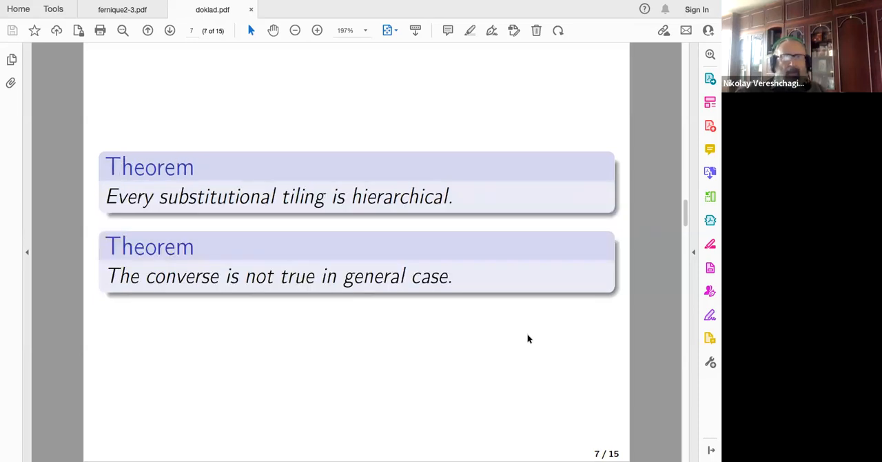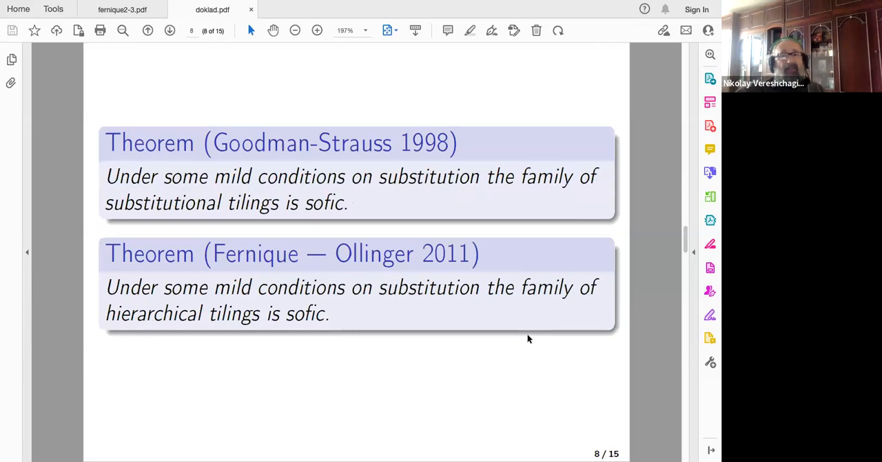Now we have the following theorem. The main theorem of Goodman-Strauss states that under some mild conditions on the substitution, the family of substitutional tilings is sofic. And a similar theorem was proven by Fernique and Ollinger, which is just the same theorem, but for hierarchical tilings. Under some mild conditions on the substitution, the family of hierarchical tilings is sofic.